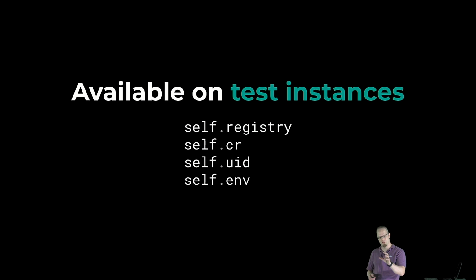The test instances, that is, the test objects that are instances of those test classes, they all have these attributes available on them. That is, the registry that contains the models and their classes, the cursor, which is the current transaction on the database, the current user ID, and the current environment. The most important part is the environment. It is from the environment that you can access anything, and that you can actually instantiate any record set, and access the ORM through the environment.